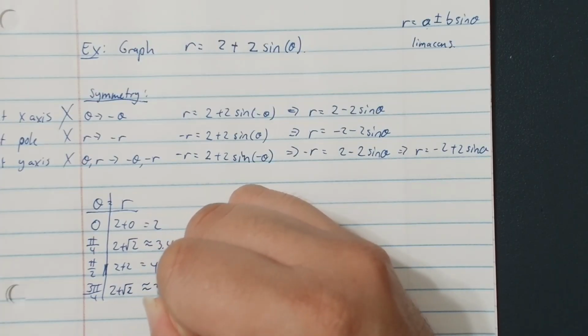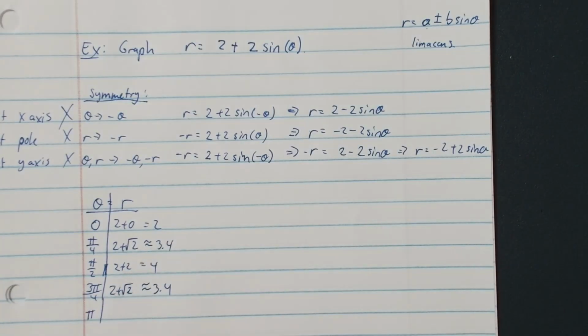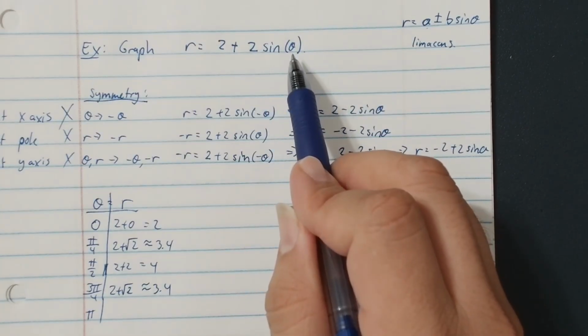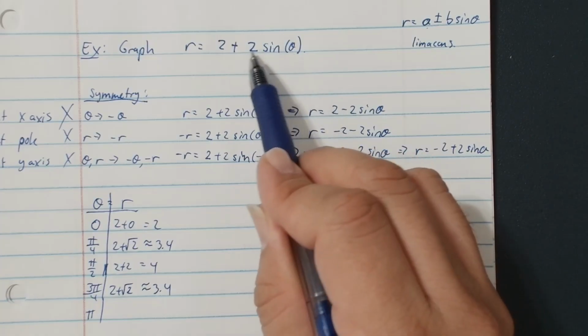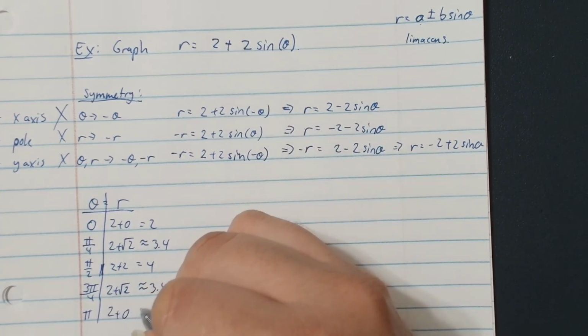Which again is about 3.4, same as this one up here. And then let me jump directly to pi. I'm skipping over half of my angles that I would normally use. Sine of pi, that's 0. 0 times 2 is 0, so I get 2 plus 0, which is just 2.